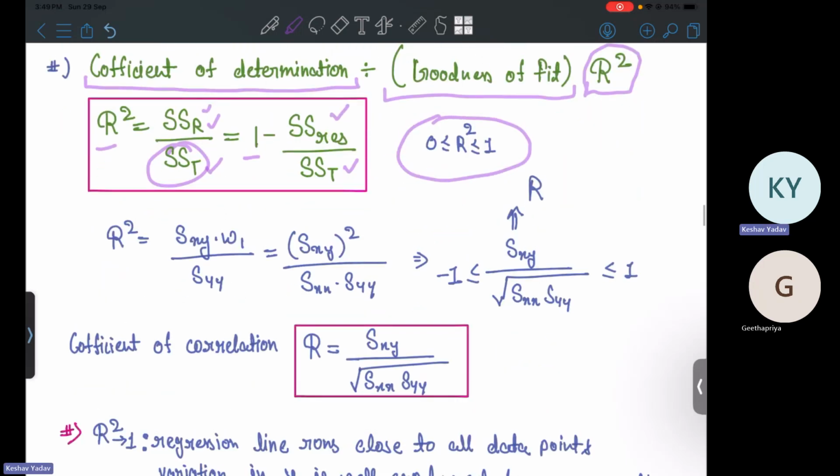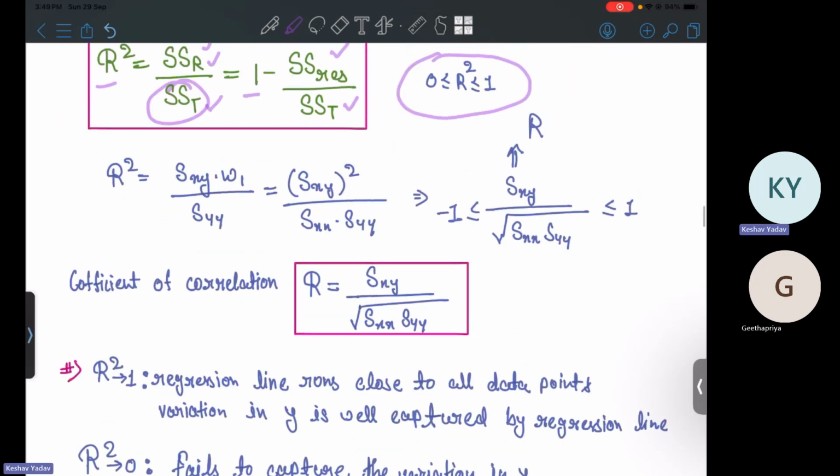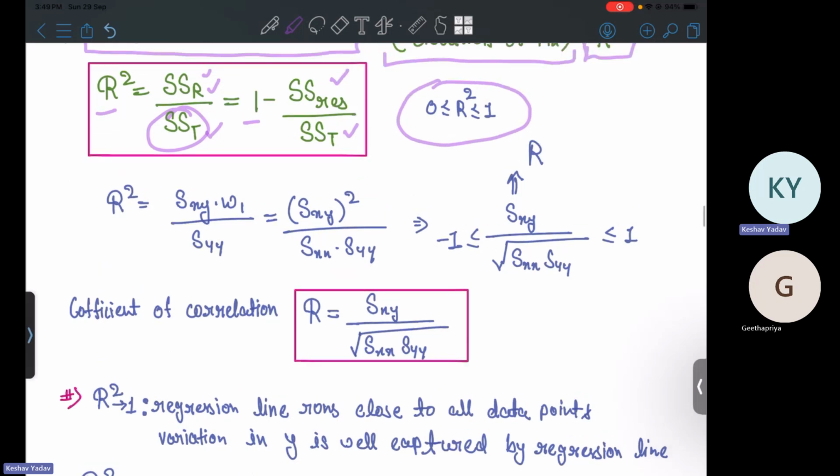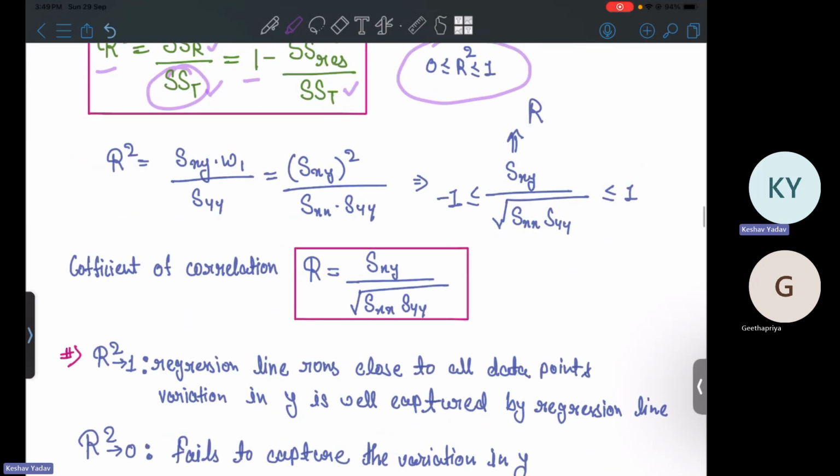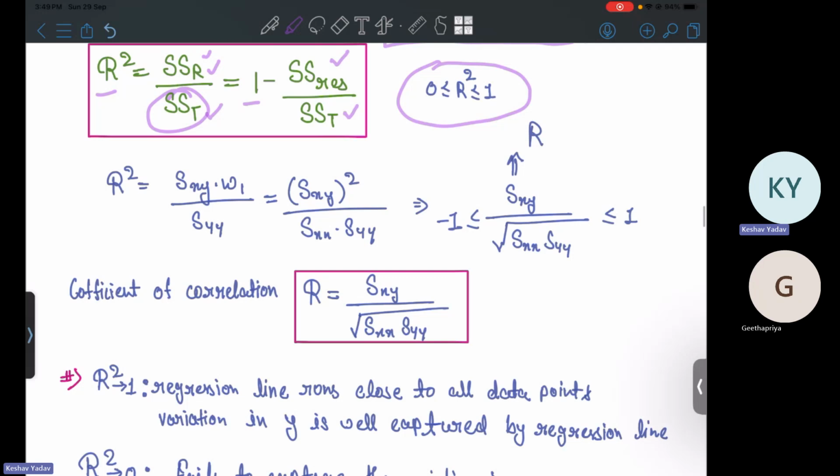If this term is between 0 to 1, I can take the under root of this term. No, don't do that. First, we'll put this value. So this value will lead to W1 SXX. So SXX can be written as SXY divided by W1, so it will be equal to W1 SXY. So now you put the values here. So R square will be equal to SXY W1 divided by SYY.